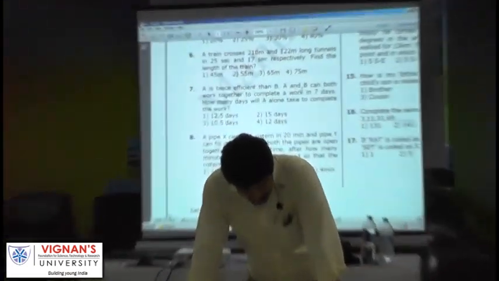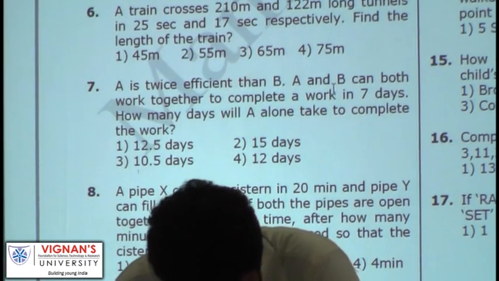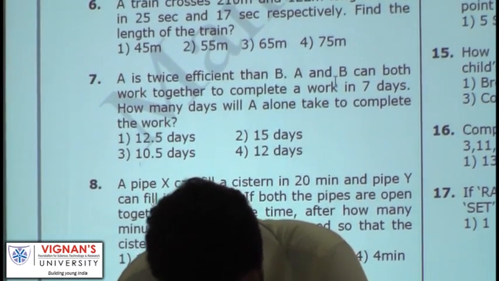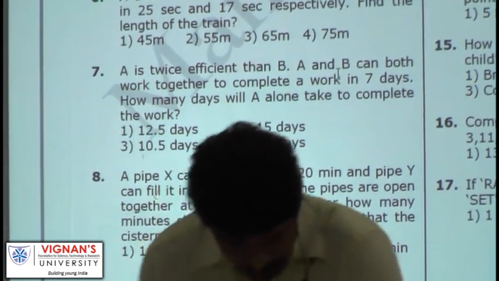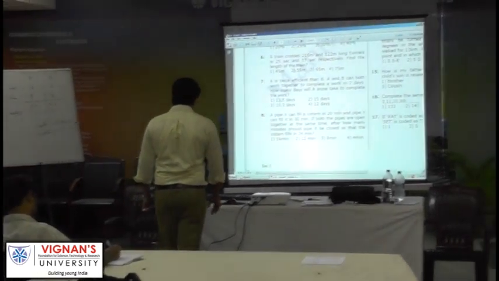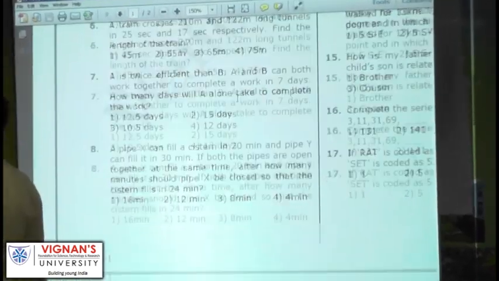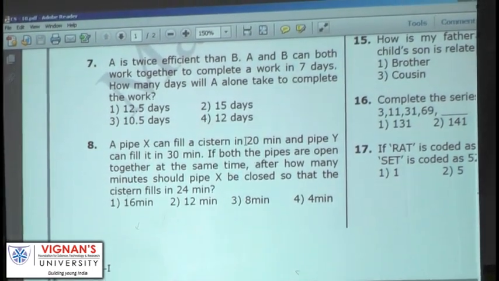A is twice as efficient as B. A and B can both work together to complete a work in 7 days. How many days will A alone take to complete the work? 10.5 days. A is twice as efficient as B.